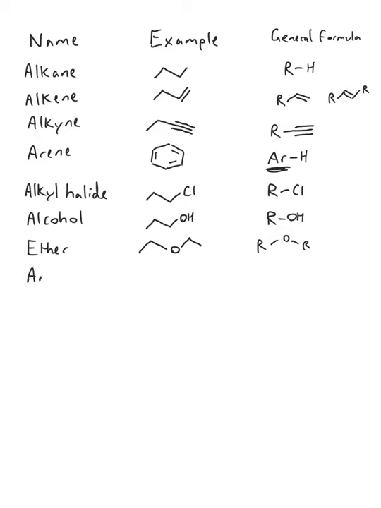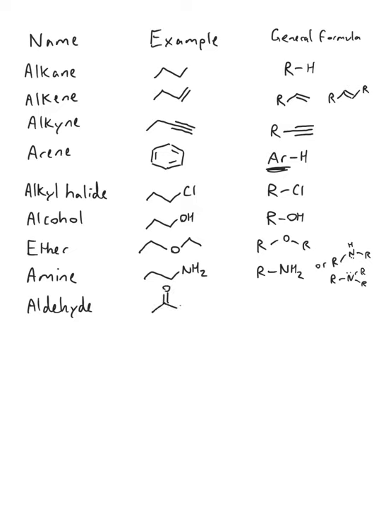We then have amines. Amines have a nitrogen in them, usually an NH2, although it could be something more. So RNH2, but it could also be RNR with an H, or RNR with 3 R's on it. Notice that all those nitrogens have 3 bonds. They are still all referred to as amine. We then have aldehyde, which looks something like this.